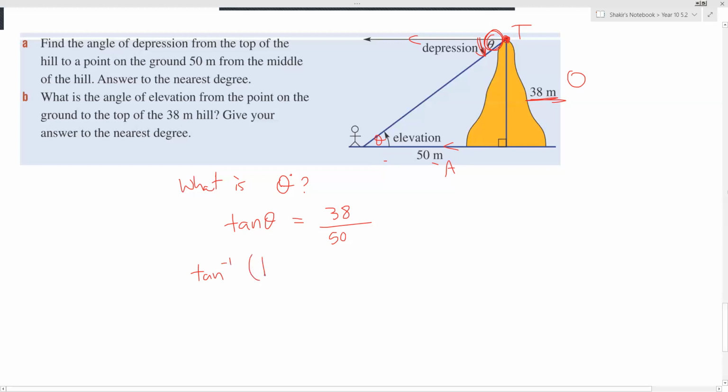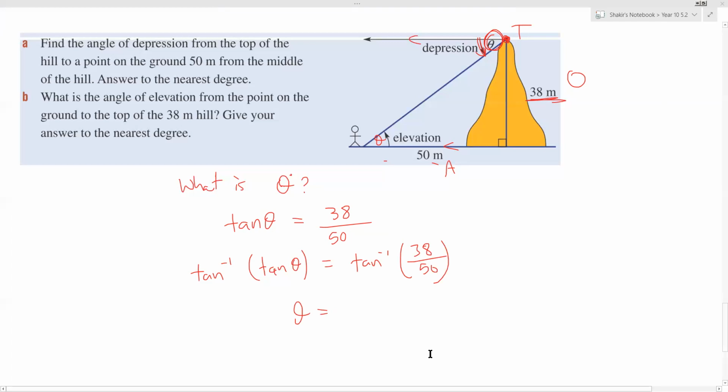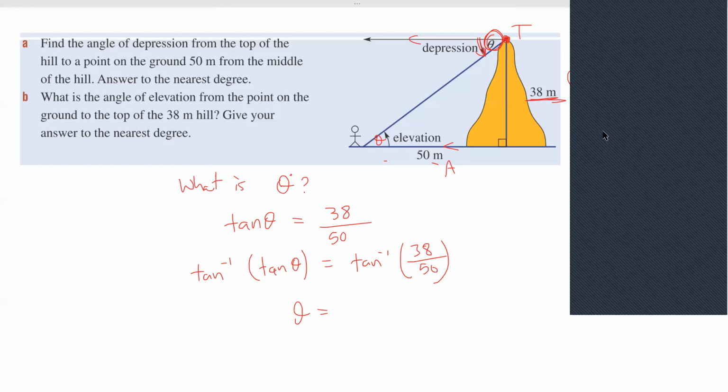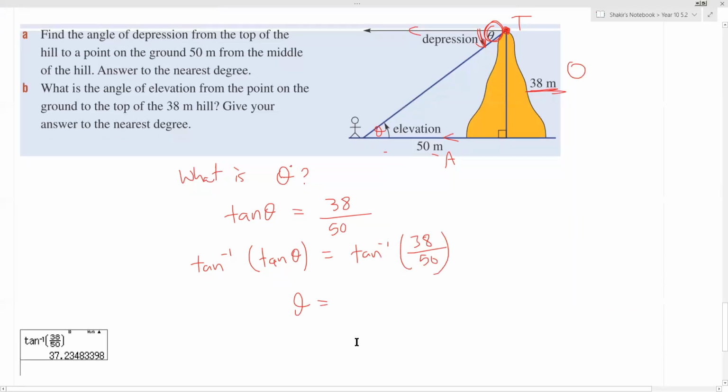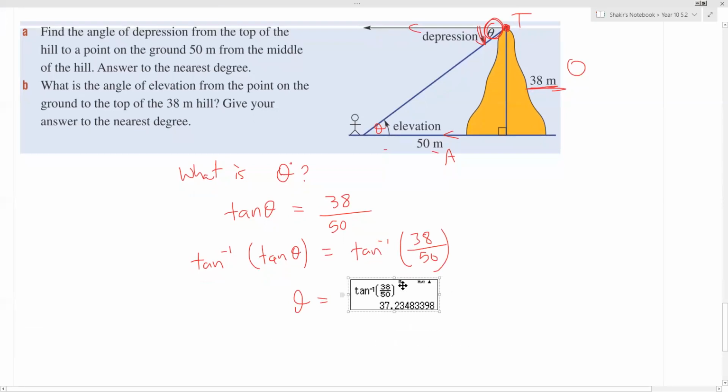So inverse tan of tan theta is equal to the inverse tan. Remember, if you do it to one side, you're going to do it to both sides. 38 over 50. And therefore, theta is equal to, and I will use a calculator now. So shift tan of 38 over 50 equals. And it says to the nearest degree, so that's going to be 37 degrees.